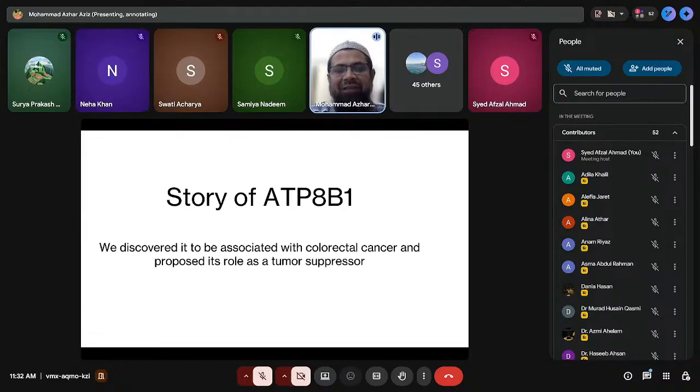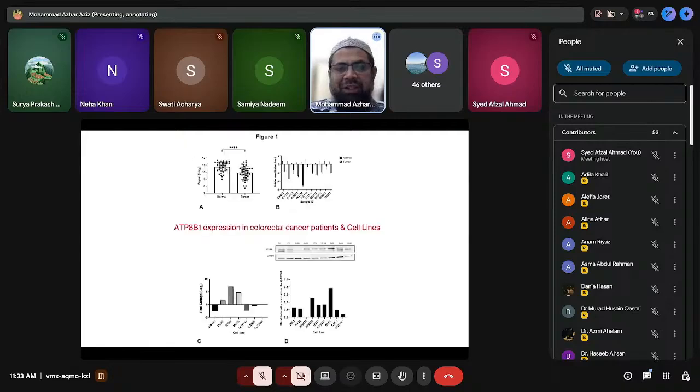In the DNA and RNA, we might find the target, but we may not be able to drug it. We may not be able to do anything about it. Although now the CRISPR technologies are allowing us to do the gene editing, still the proteins, especially the proteins that are available on the surface of the cell, they are the favorite among the drug discovery people. This ADP8B1, we discovered it to be associated with colorectal cancer. And since it was downregulated, we proposed that this is a tumor suppressor gene. Let me show you what we did next.